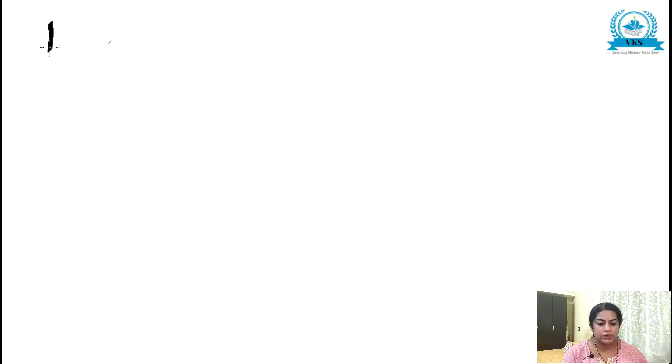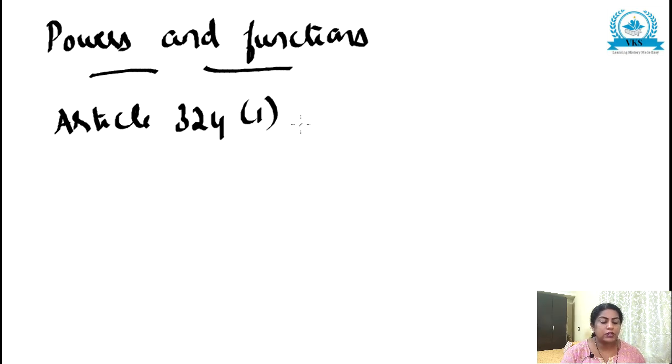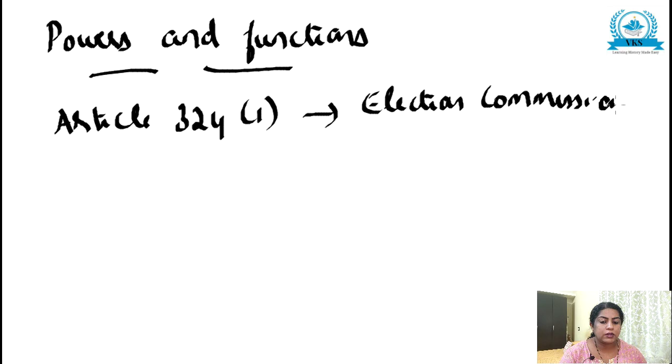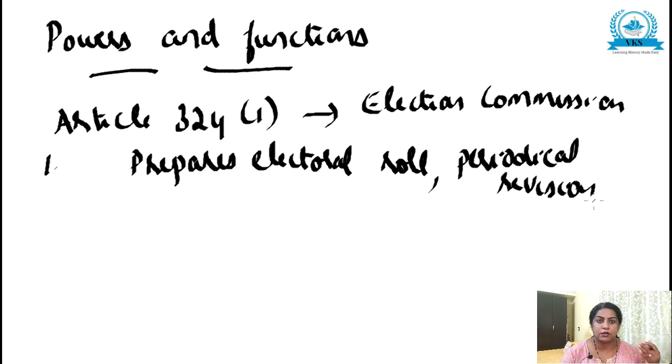Powers and functions. According to Article 324(1), the Election Commission has certain powers and functions. So what is the first one? It prepares electoral rolls. The main function is that it prepares the electoral roll, the list, and the periodical revision of this electoral roll is done. So that is the first power.